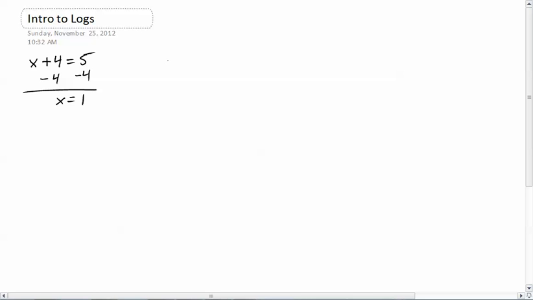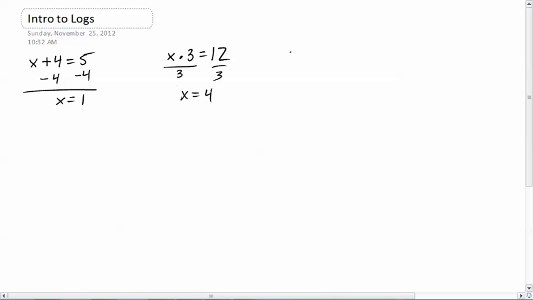Okay, how about this? What if you had x times 3 equals 12? How did you solve for x there? Well, you did the opposite of multiplying by 3. You didn't freak out because it wasn't multiplication. You just said, oh, the opposite of multiplication is division. So let's divide by 3. So x equals 4.